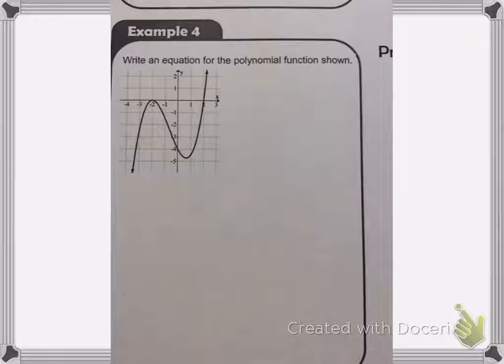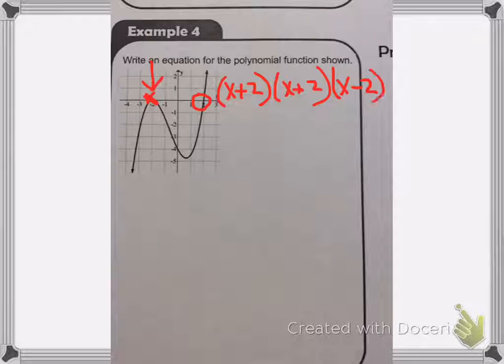So the big question is, what does that multiplicity mean? Well, the interesting thing is when we have a multiplicity of 2 or 4 or 6, an even number, our graph actually touches the x-axis there instead of crossing it. Because my graph is touching at negative 2, I know when I put it back in parentheses, I have a multiplicity of 2 there. So I'm going to do x plus 2, x plus 2 because it's at negative 2. And then because this one's at positive 2, I'm going to have x minus 2.